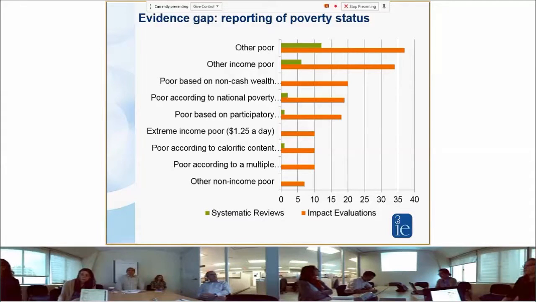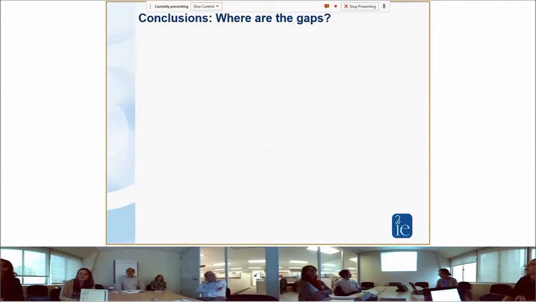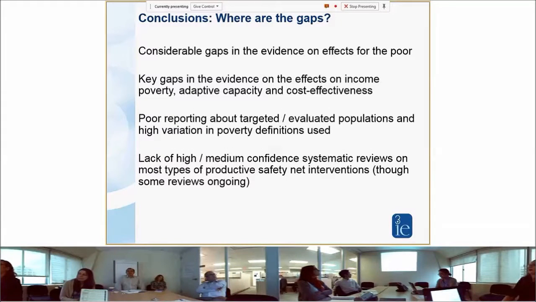So if you actually look at the evidence on extreme poor defined as $1.25, this is what the map looks like. So overall, there is a huge amount of evidence on productive safety net programs, but there's a considerable evidence gap on the effect on the poor.